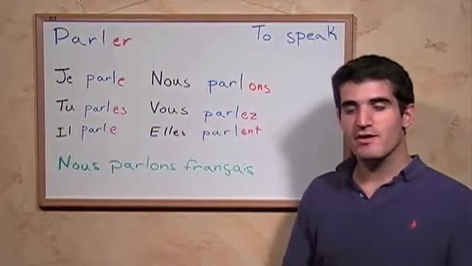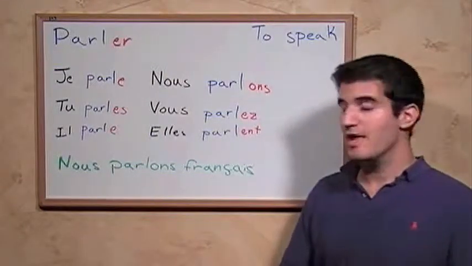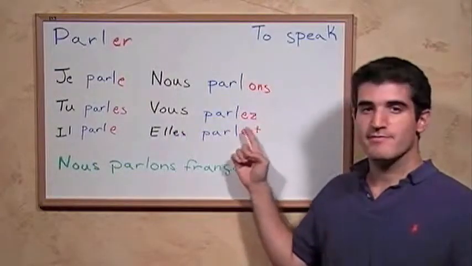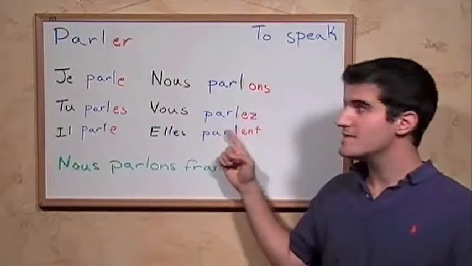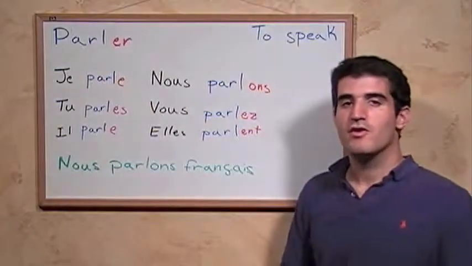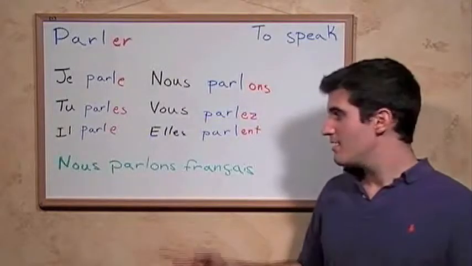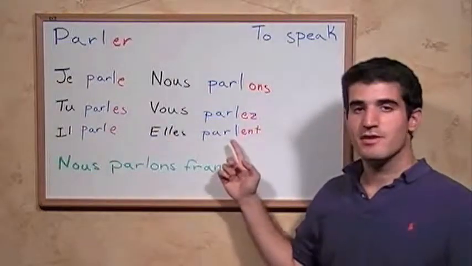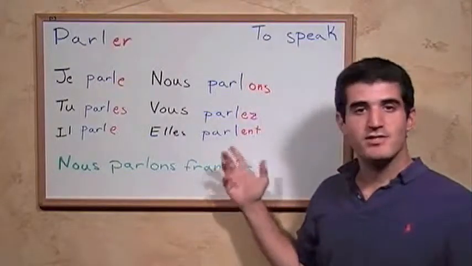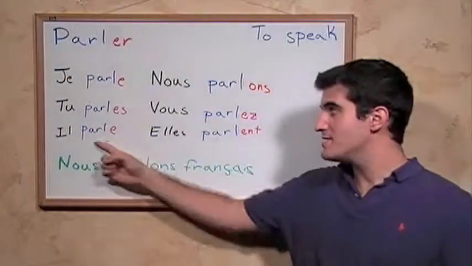For you are speaking, where there are many people or the person is formal, we say vous parlez, with EZ at the end. This, parlez, sounds just like the infinitive, parler. For the third person plural, they, we say elles parlent, with ENT at the end. But this ENT is not pronounced. It's just parle, the same as these first three.